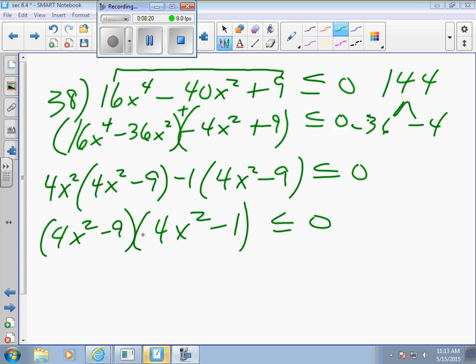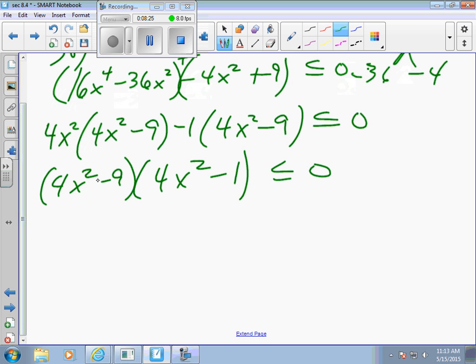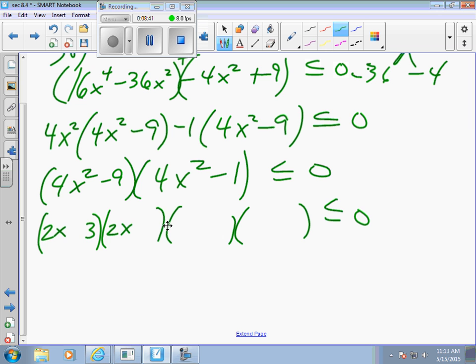And these are difference of squares pattern. If you remember back to our factoring days, two terms, both squared with a minus sign in between. Let's factor those. Square root of my first term is going to be 2x in both front positions. Square root of 9 in both back positions. One is plus, one is minus. Same thing for here. Square root of the first term is 2x. Square root of the last term is 1. One is plus, one is minus.